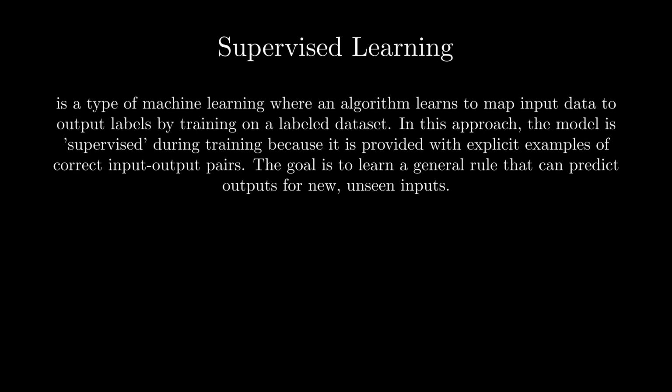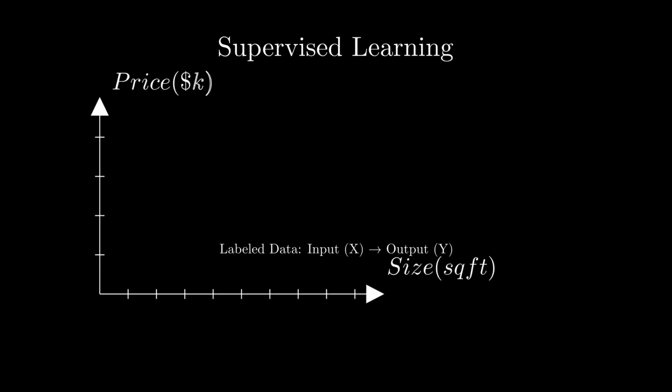Now, supervised learning. Unlike unsupervised learning, we give it a labeled data set. In this approach, the model is supervised. During training, we give it correct input and output pairs, so that the goal is to learn a general rule that can predict outputs for new unseen inputs based on the input-output pairs that the model learned from. Let me show you a brief small example. The labeled data has input X and output Y. Let's make a graph. The X-axis represents size in square feet, being the input feature, while the Y-axis represents price in K dollars, being the output.